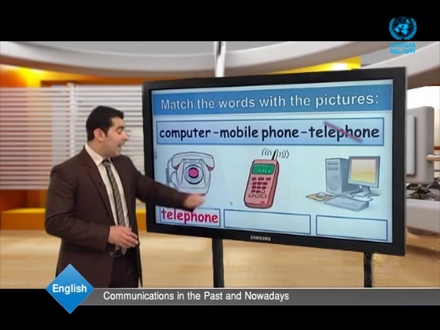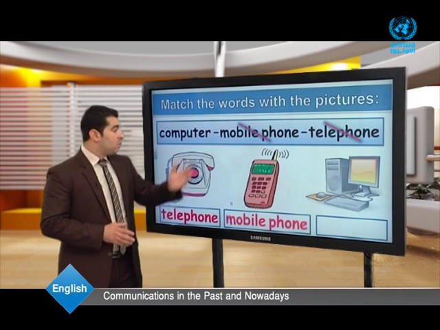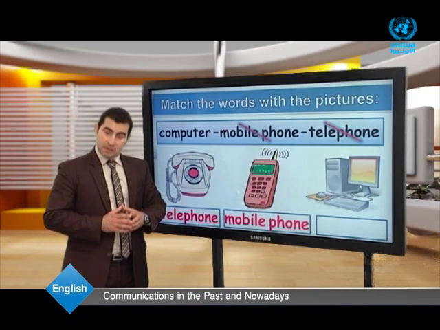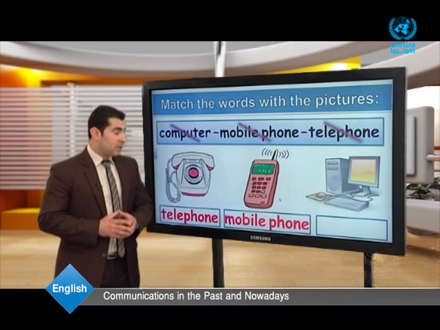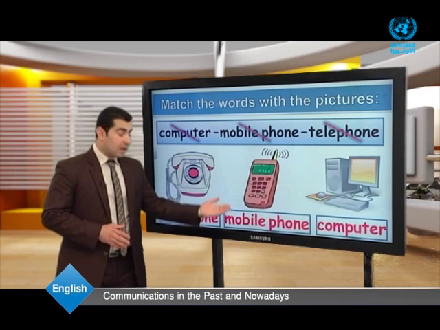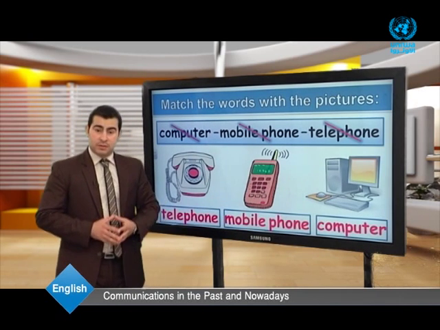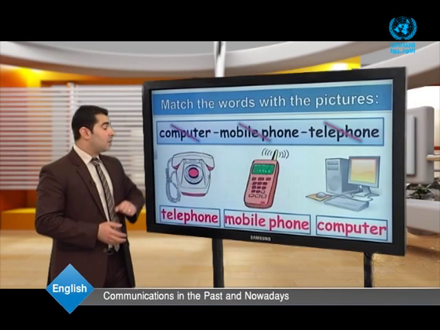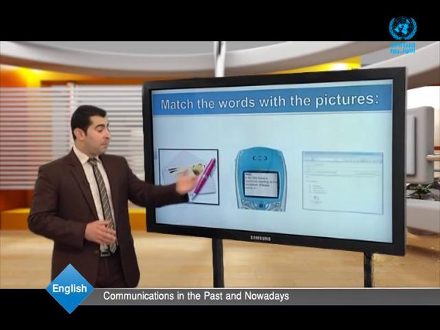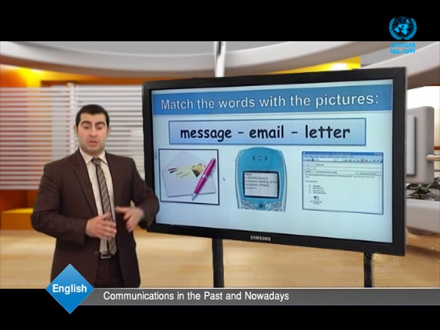Okay, what about this? Great, thank you very much. It's a mobile phone. And the last one, very good. It's a computer. So this is a telephone, this is a mobile phone, and this is a computer. Now let's have 3 more pictures and 3 words.